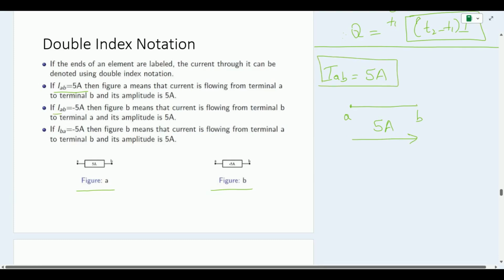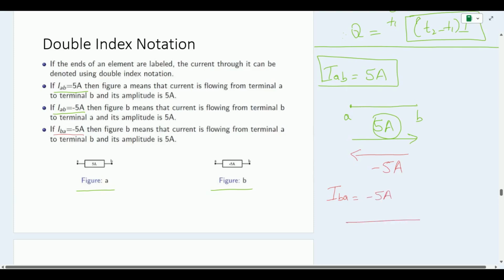Similarly, if I write IAB equals minus 5 ampere, then in this case the magnitude remains the same, but now the direction of current will be in the opposite direction. So this is now 5 ampere. I can also write IBA equals minus 5 ampere. So IBA equals minus 5 ampere.